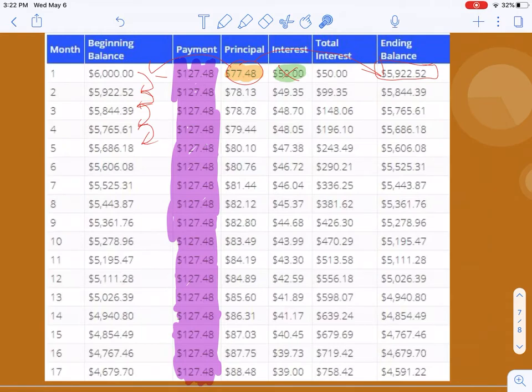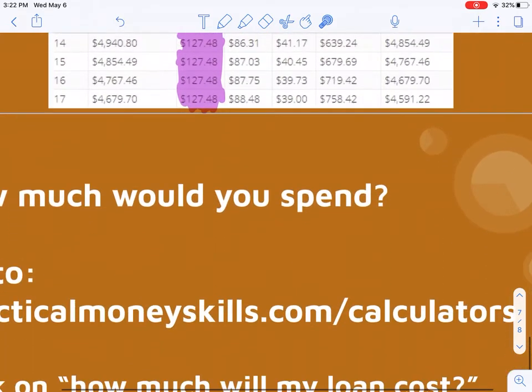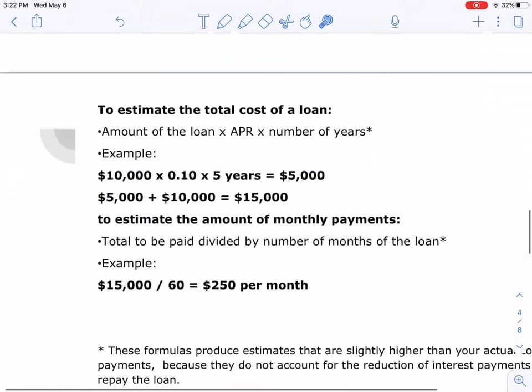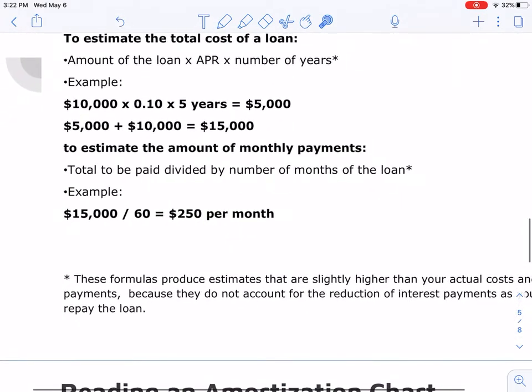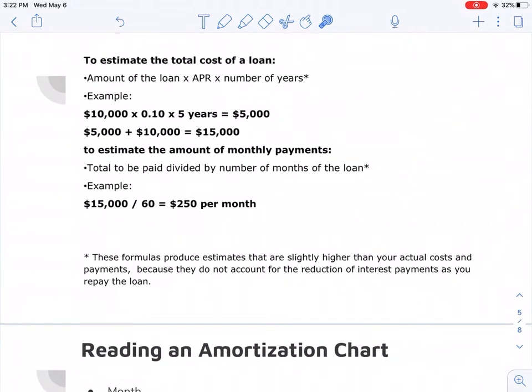And so that's kind of how this amortization chart works. We'll take a look again. Think about this example. So we borrow $10,000 at 10% over 5 years. And down here, there's a little asterisk talking about how it's not really accurate. The monthly payment's not really accurate because there's that reduction of interest as you repay the loan. This is based on 10% for the entire loan, as if you were to pay 10% of $10,000 every time you made a payment.